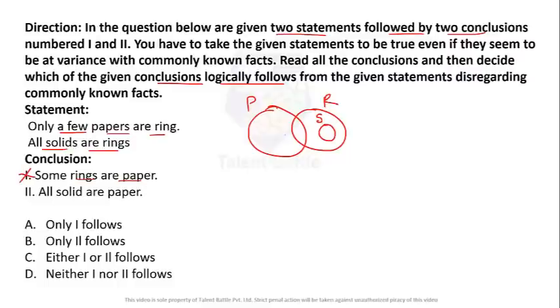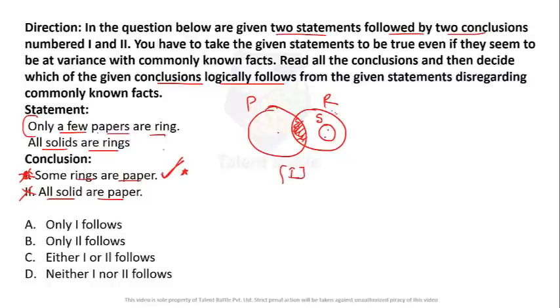All solids are paper. No. Some rings are paper. Really sorry, it follows. Some of the rings are papers, already given over here, because a few papers are rings. So some of the rings must also be papers. Correct? This is true, but we have to check in other Venn diagrams also. Let's check the other one. All solids are paper, not possible over here. So this does not follow. So the first one is true in this Venn diagram.